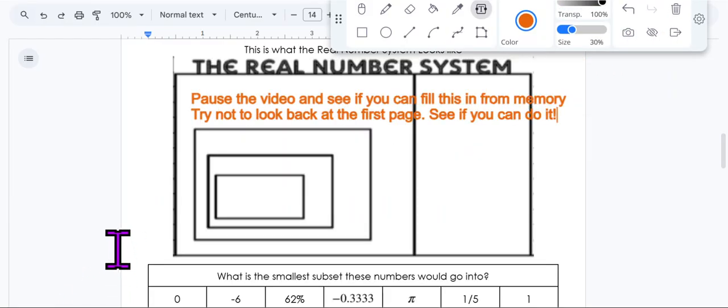All right, so go ahead, pause the video. See if you can fill in this same Venn diagram we did in the very first page. See if you can do it from memory. Try not to look back at the first page. Where would whole numbers go? Where would natural numbers go? Where are integers? Where's the irrational numbers? See if you can fill it in, okay? Pause the video, see if you can do it. Unpause it when you're done.